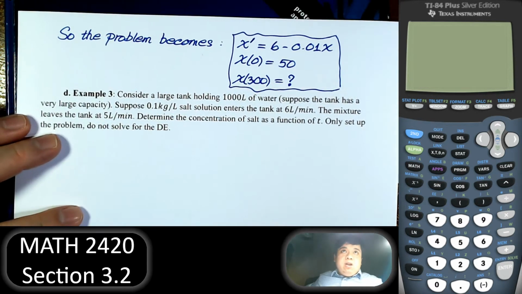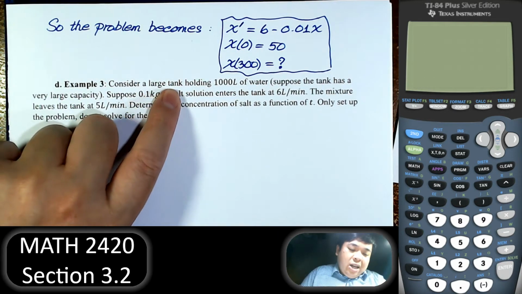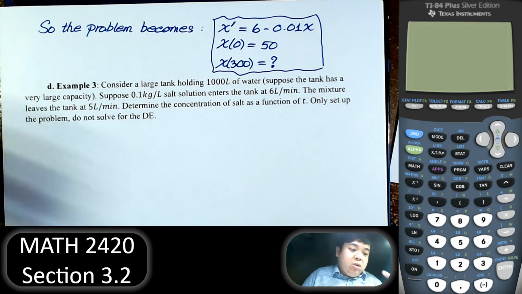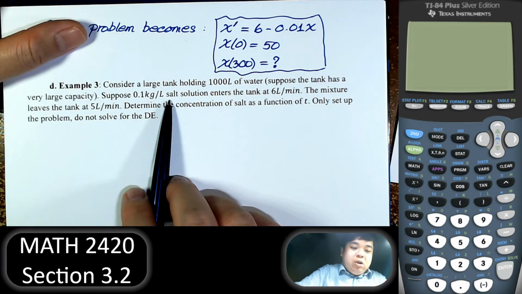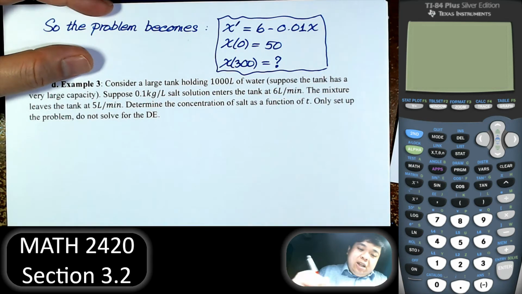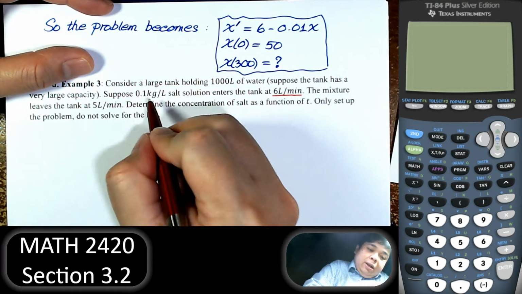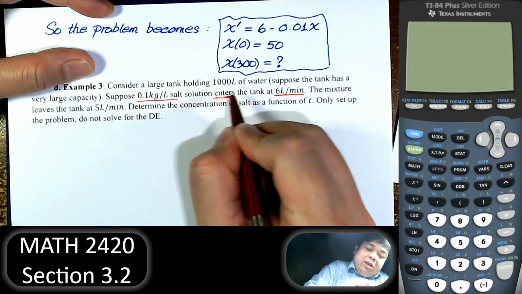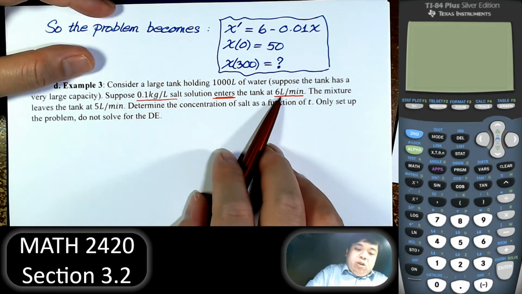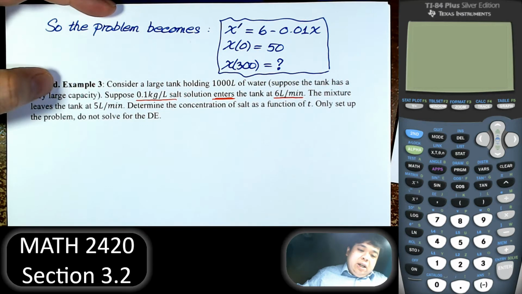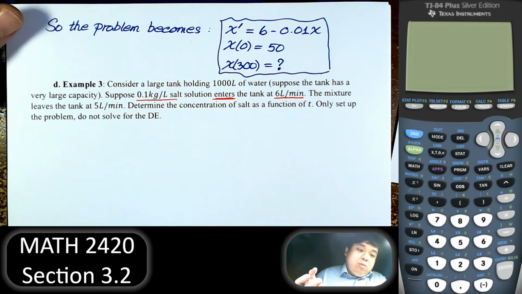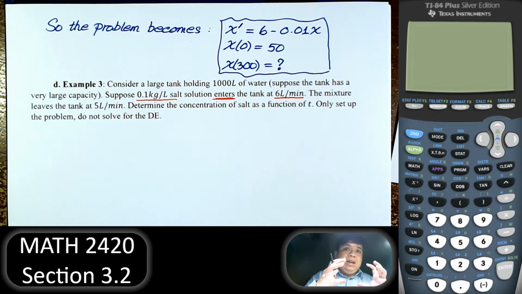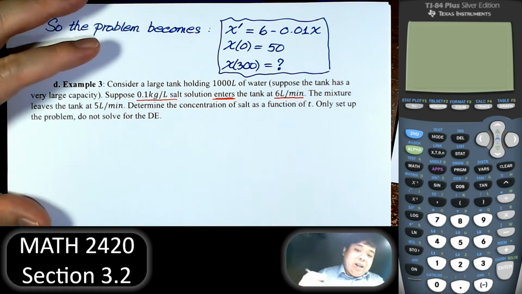Right. Let's look at another example. Consider a large tank holding 1,000 liters of water. Suppose the tank has a very large capacity. We get back to that. Suppose 0.1 kilogram of salt solution enters the tank at 6 liters per minute. So this is the rate that it enters the tank. The mixture, I assume that it is well stirred also. Of course, without that, we cannot do this one. The concentration has to be uniform throughout the whole tank.